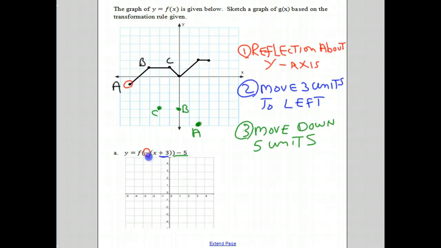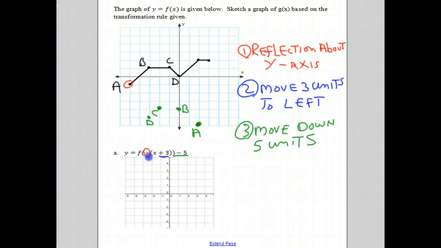And let's move on. Okay, we only have three more. So, point D, reflected about the y-axis, which means basically it stays the same because it's right on the y-axis. It moves 3 units to the left. 1, 2, 3. So, point D will move there. And finally, it will move down 5 units. 1, 2, 3, 4, 5. And there is point D. And we're done. We'll erase the intermediate points. And let's move on.